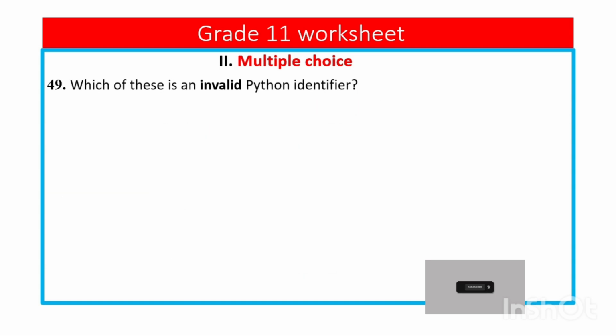49. Which of the following is an invalid Python identifier? A. _first_name, B. _name, C. employee1, D. 4.